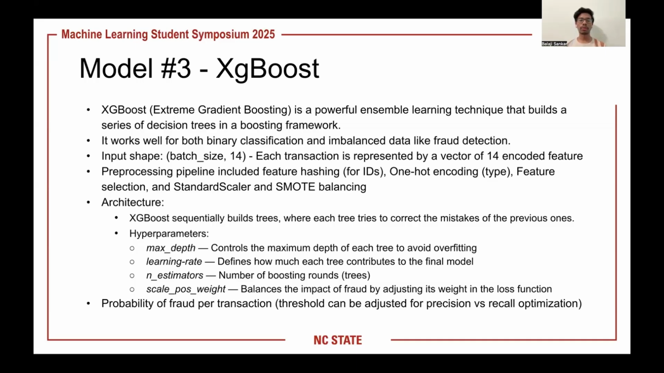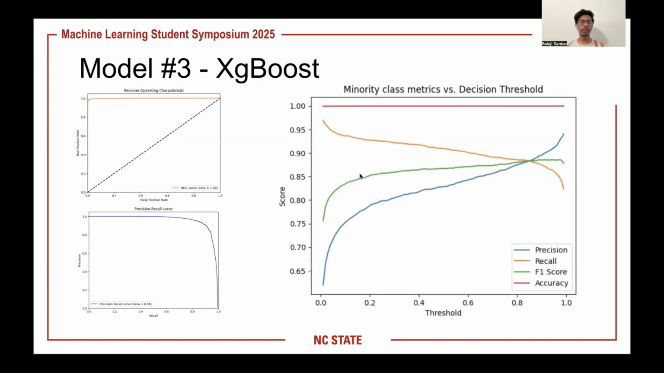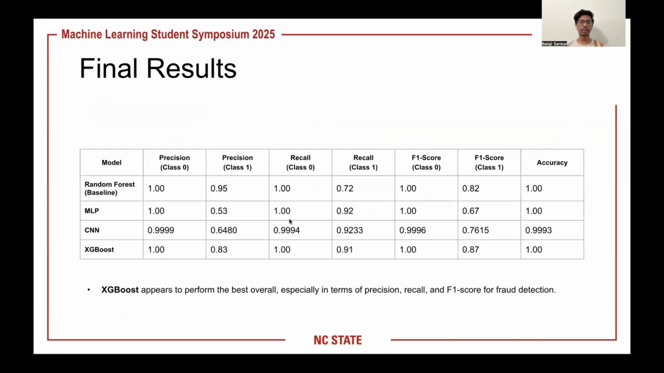In terms of performance, we achieved perfect precision and recall on non-fraudulent transactions. And coming to the fraudulent ones, we achieved 0.83 precision and 0.91 recall, which gave us a balanced F1 score of 0.87. Moving on to the graphs, we visualized a ROC curve and precision recall curve. This gives us an understanding of the trade-off between precision and recall at various decision threshold levels.